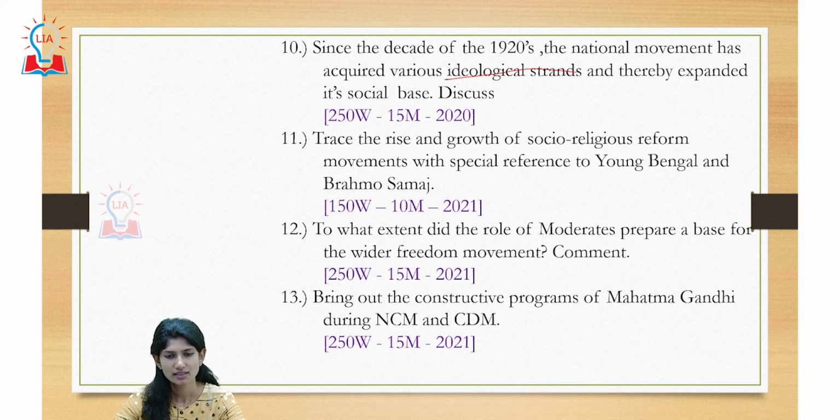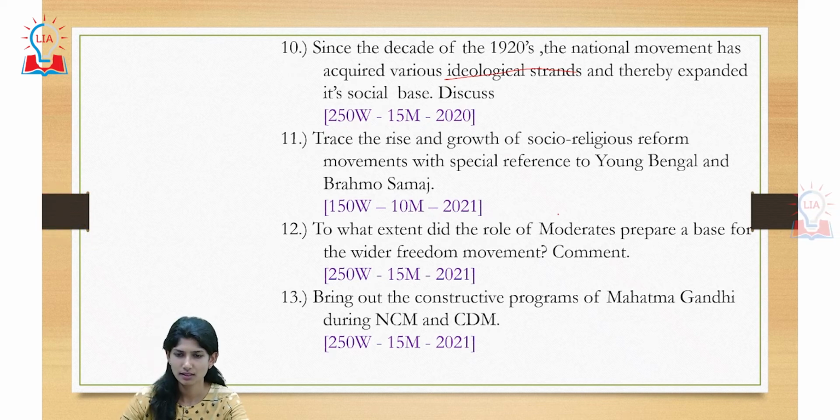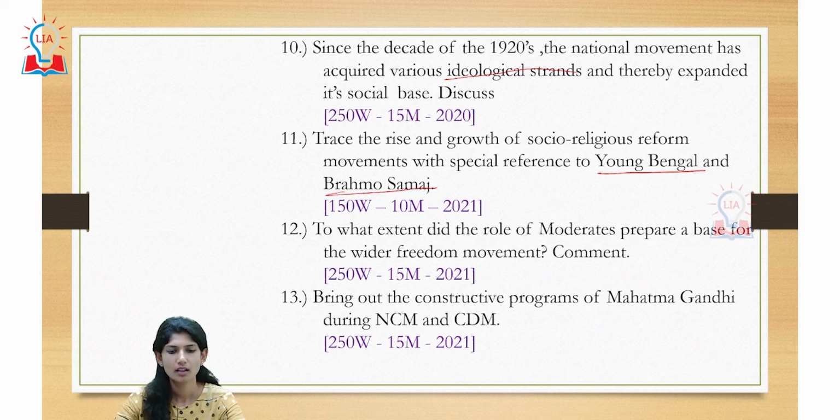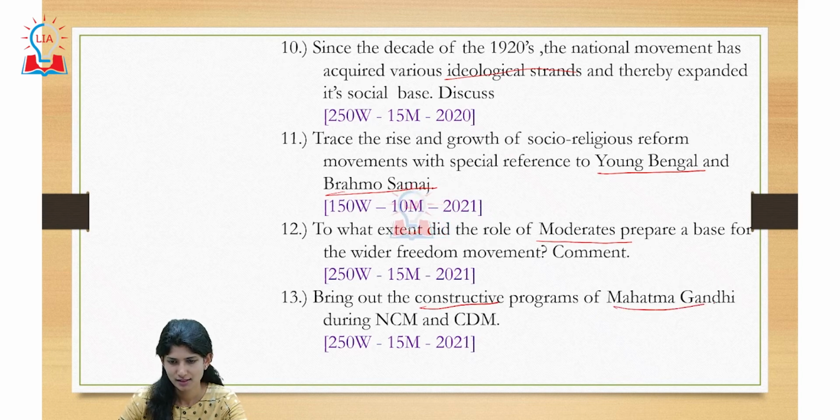Next one. Trace the rise and growth of socio-religious reform movements with special reference to Young Bengal and Brahmo Samaj. This is direct, pretty self-explanatory. To what extent did the role of moderates prepare a base for the wider freedom movement? Okay. Next one. Bring out the constructive programs of Mahatma Gandhi during non-cooperation movement and civil disobedience movement. Again, your hotspot question. Okay.